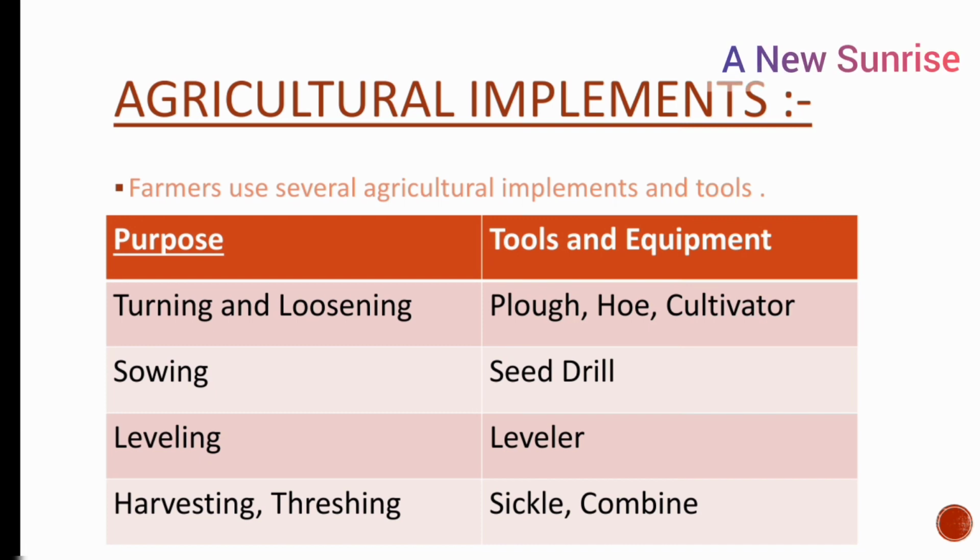First is turning and loosening. For this purpose, we use plow, hoe, and cultivator. Plow is a traditional tool which has been used since the past. Hoe and cultivators are modern equipment. Next is sowing. For sowing, we use modern equipment like the seed drill, and some traditional tools are also used for the purpose of sowing. Next is leveling. For leveling, we use a leveler, and for harvesting, we use a sickle, and for both harvesting and threshing, a modern equipment, the combine, is used.